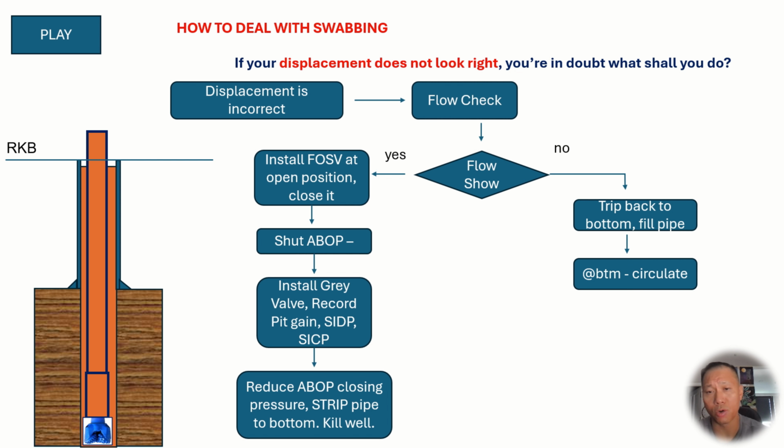After that, you record your shut-in drill pipe pressure, shut-in casing pressure, and the pit gain. And then you make up your top drive. You reduce the closing pressure of your annular BOP. For stripping, you're going to strip back to bottom. Remember to fill your pipe when you strip back to bottom. At bottom, then you kill the well.